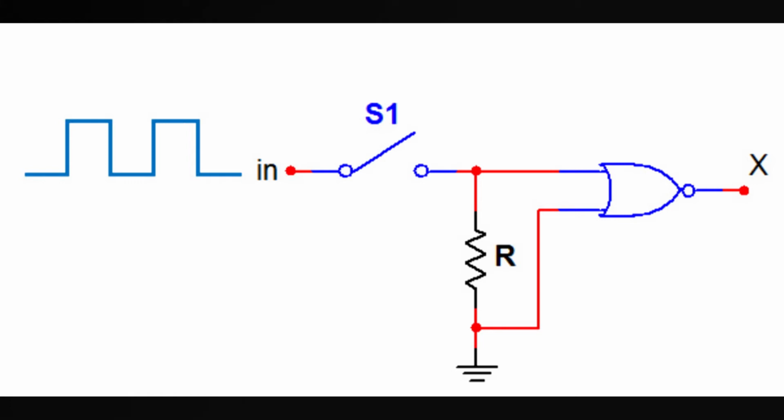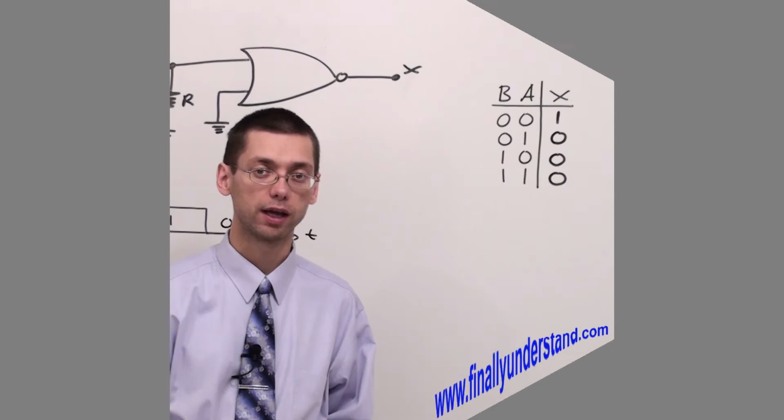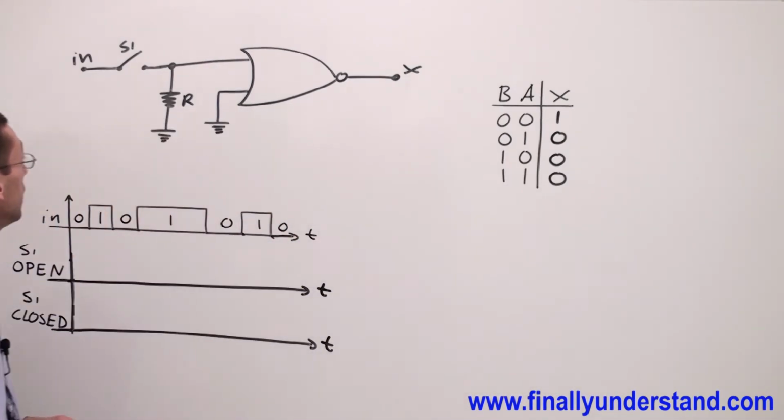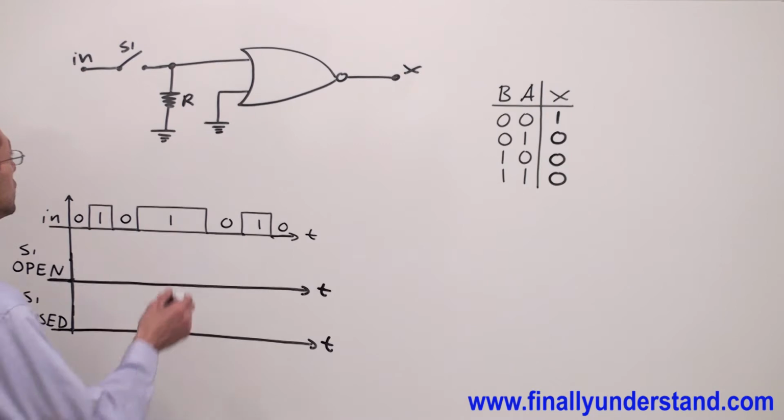We have another example on the board. Again, we have a two input NOR gate, and we're supposed to determine the output waveform when the switch is open and when the switch is closed. When the switch is open, both inputs are going to receive zeros.